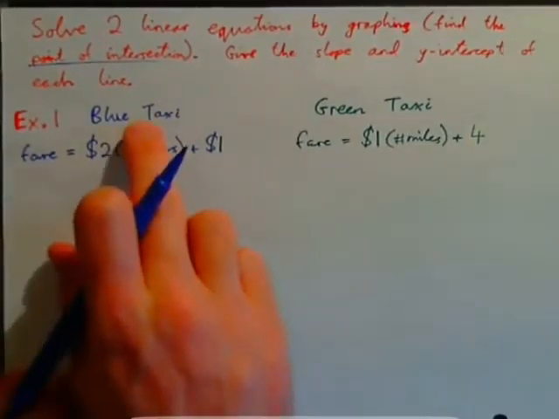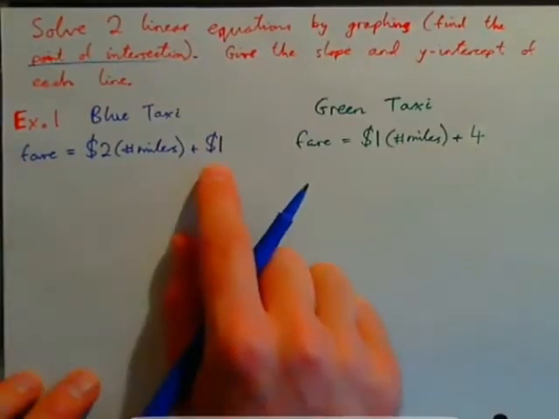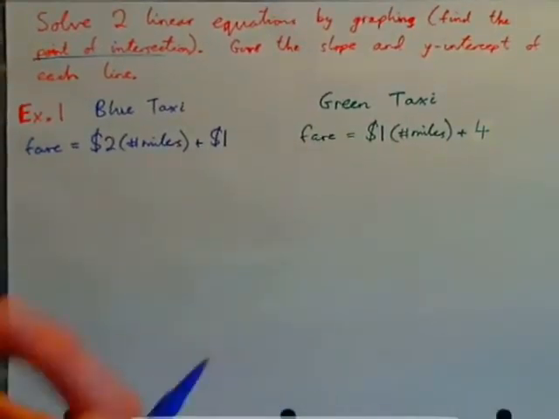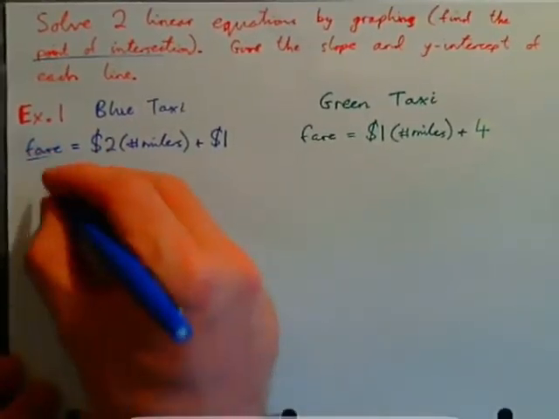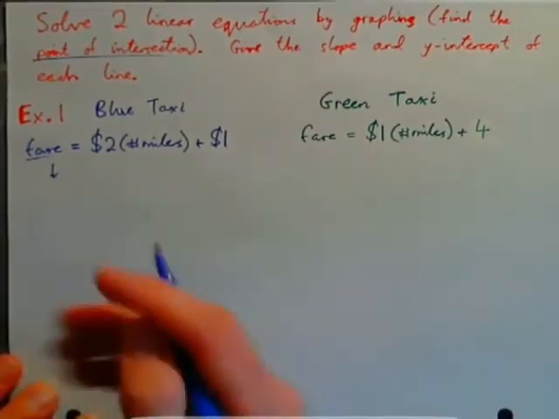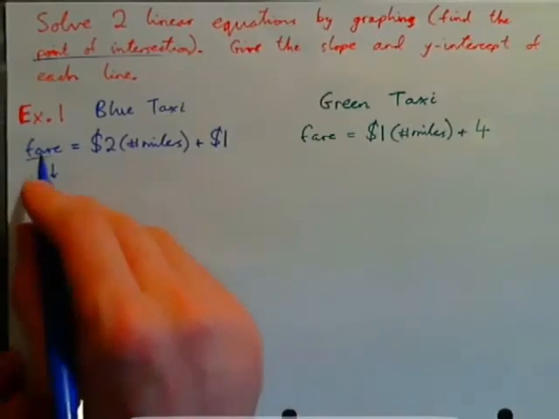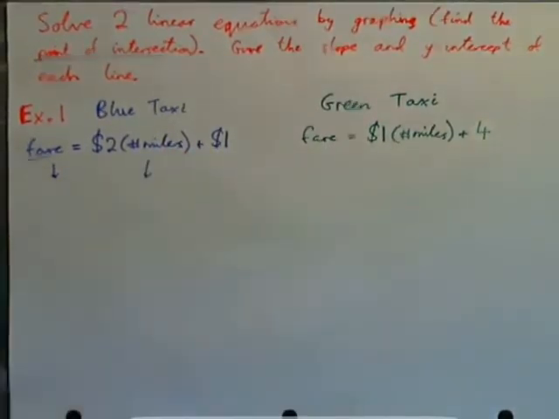So I'm going to start you off with a blue taxi, where the taxi's fare is $2 per mile with a $1 base fee. In other words, when you get into the taxi, you're initially charged $1, and then for every mile you go in the taxi, the driver charges you $2. Now, the reason we use algebra is so we can replace words with letters. We like to do that to save ink, because it's easier to write and easier to calculate with. So we've got two variables here, the fare and the miles.